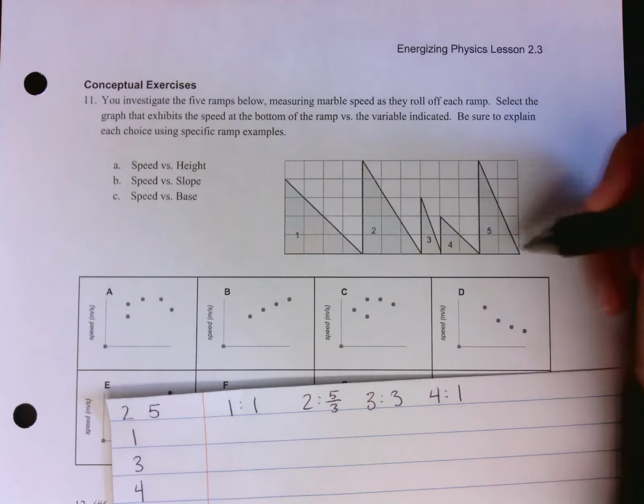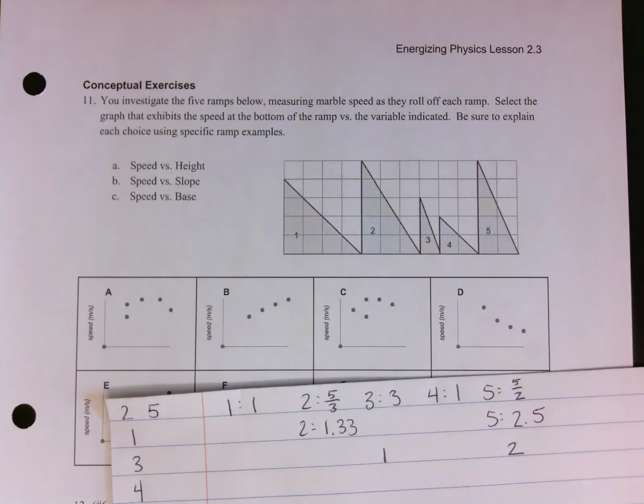Okay, so we can see that 3 has the highest slope, so we can rank that 1. 5 has the second highest, so that would be 2. 2 would have the third highest, so it would be 3, and 4 and 1 have the same slope, so they would be 4. Except in this case, they don't have the same speed, so these 2 points would be on top of each other.